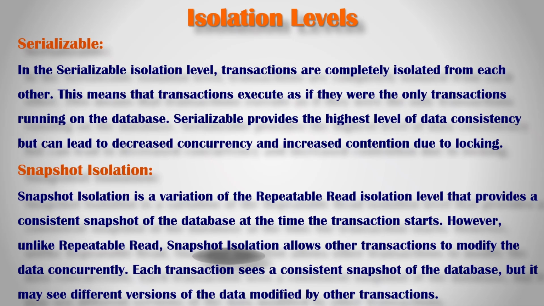Serializable. In the serializable isolation level, transactions are completely isolated from each other. This means that transactions execute as if they were the only transactions running on the database. Serializable provides the highest level of data consistency, but can lead to decreased concurrency and increased contention due to locking.